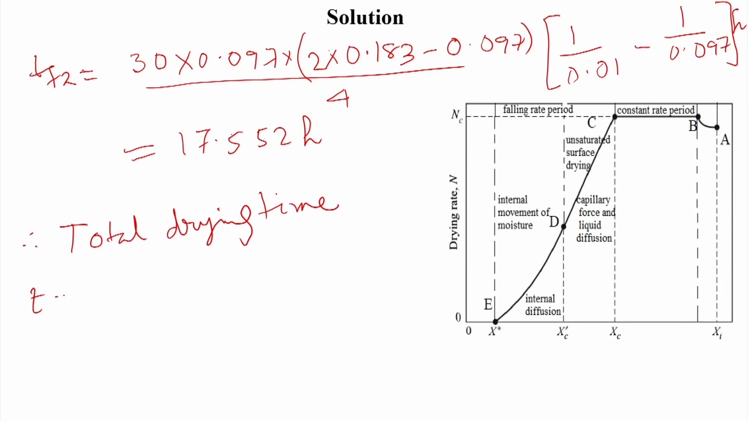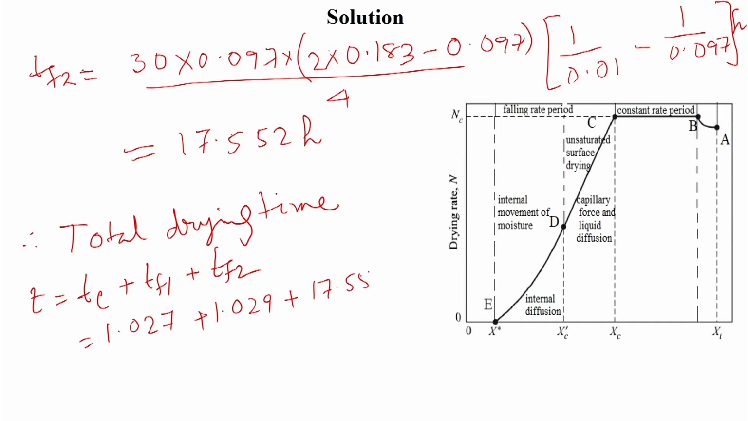So, the total drying time T is equal to the constant drying period, then the first falling rate, then the second falling rate. That is 1.027 plus 1.029 plus 17.552 hours, which comes out to be 19.6 hours. So, this total drying time is 19.6 hours.